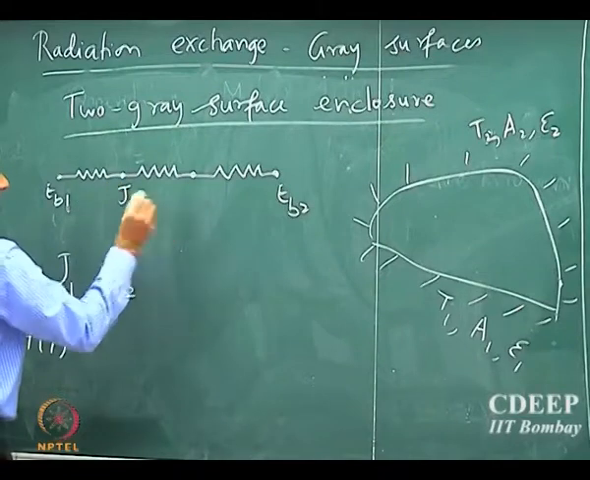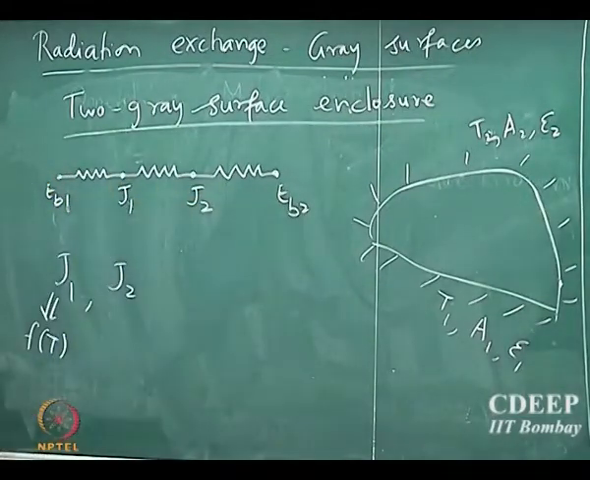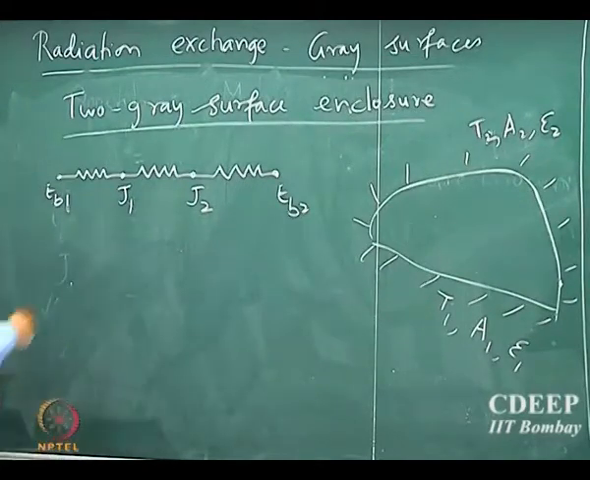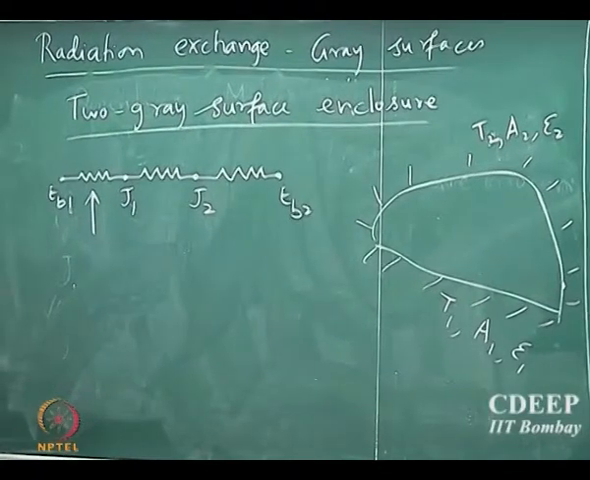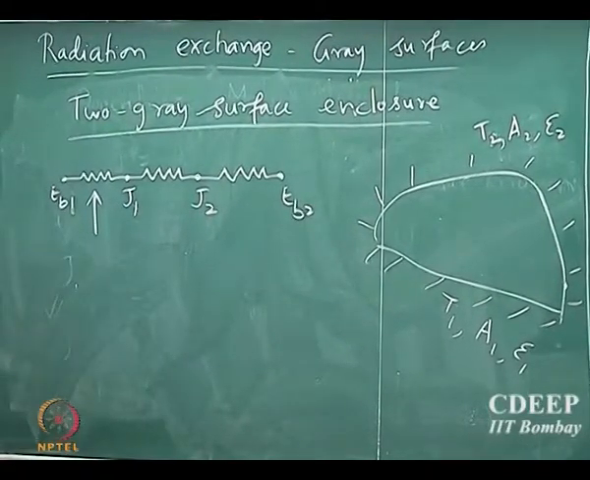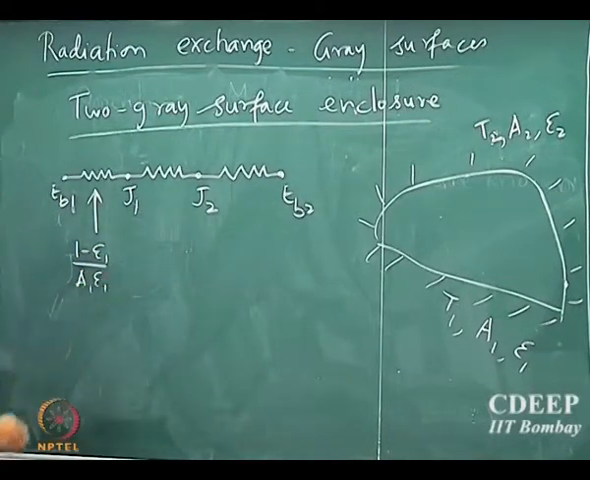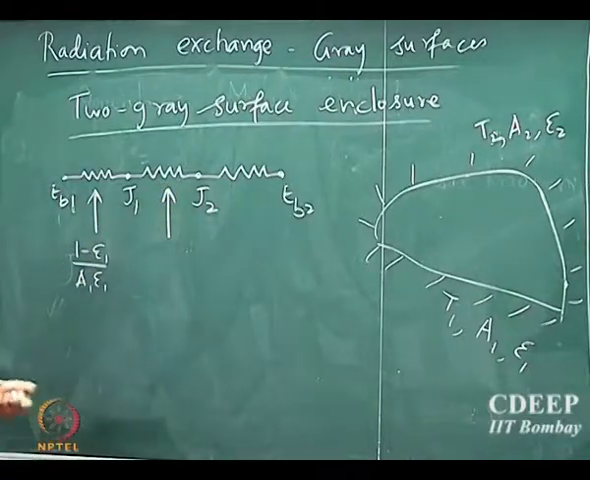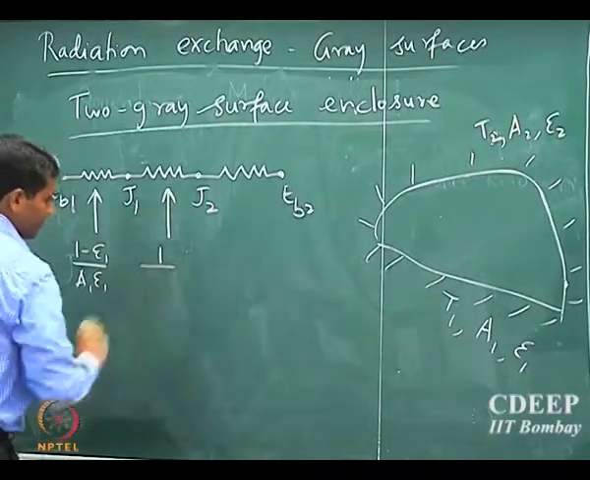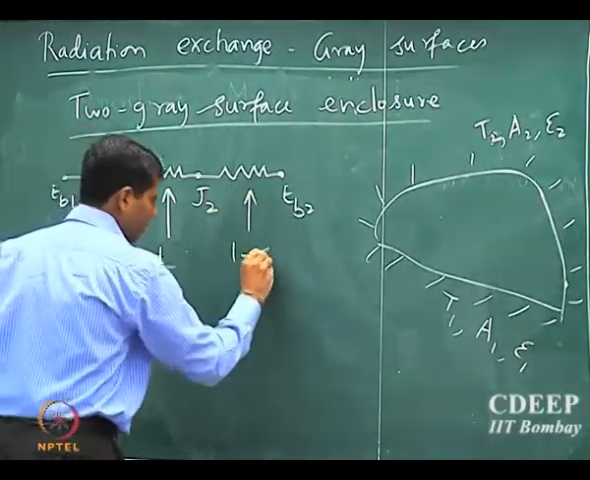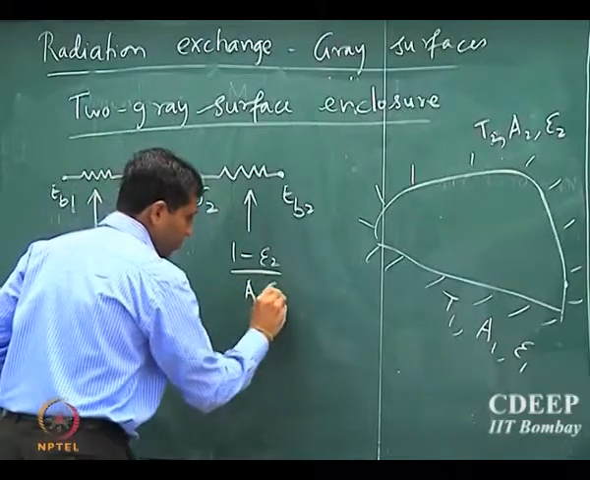So, this will be J1, J2 and EB2. Okay. So, what are these resistances? What is this resistance? What is this resistance? 1 minus epsilon 1 by A1 epsilon 1. And what about this resistance? 1 upon A1 F12, and this is 1 minus epsilon 2 by A2 epsilon 2.